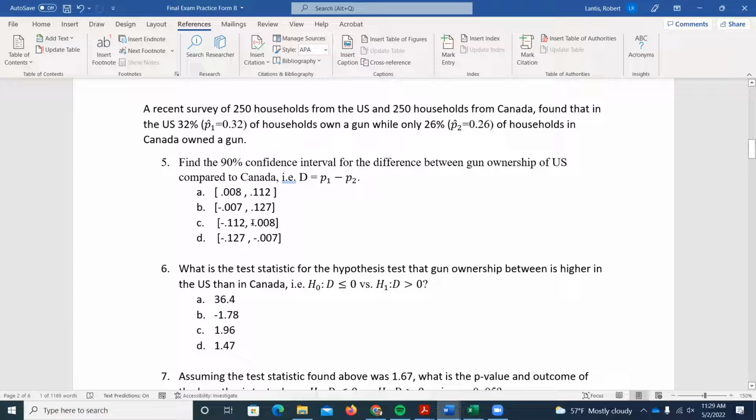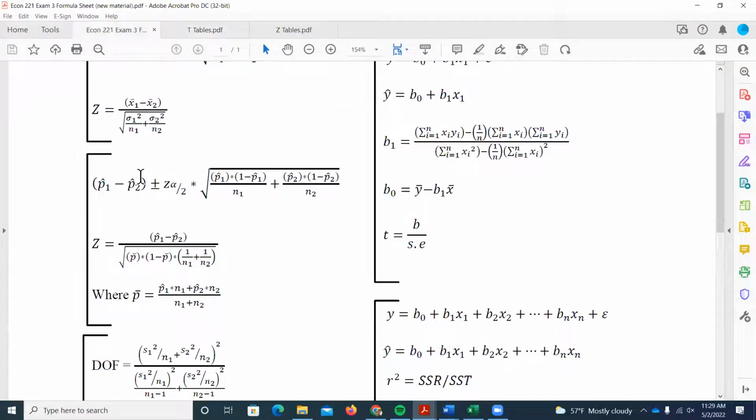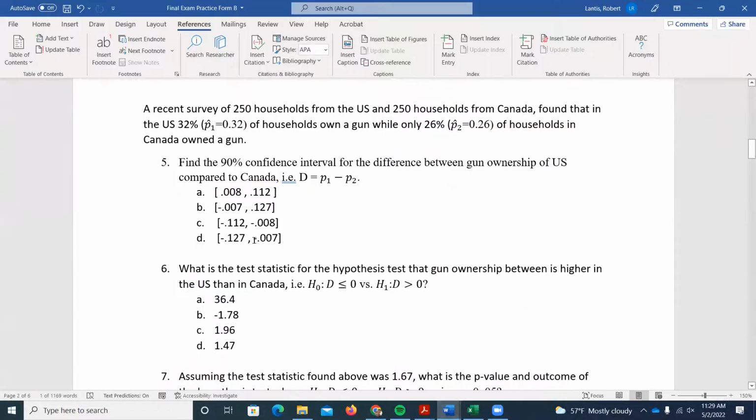Also another thing I was going to point out here. If I'm thinking about this formula, I'm basing that confidence interval around whatever sample difference I found. Well, the US proportion was 0.32, Canadian was 0.26, so I found a positive difference of 0.06. So that should be smack dab in the middle of my confidence interval. So if I'm looking here, positive 0.06 isn't even in these confidence intervals. I can rule these out right away.